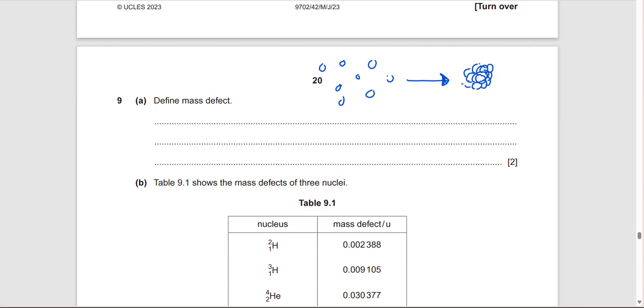When it's been combined to form the nucleus now, the mass difference, remember, some mass is converted when the nucleons, which are the neutrons and the protons, form the nucleus. That is the mass defect. The difference between these two is the mass defect. So it's the difference.